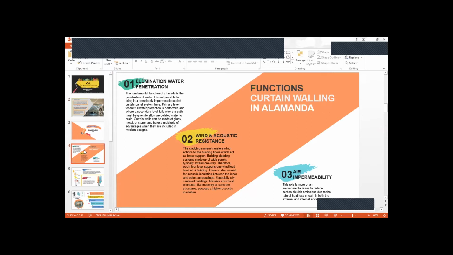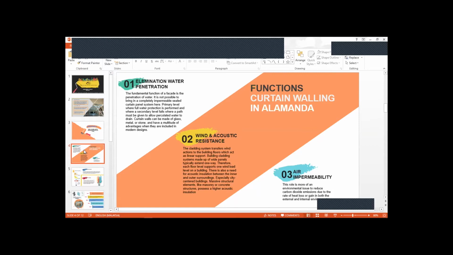It is not possible to bring in a completely impermeable sealed curtain panel system here. There is a primary level where full water protection is performed, and a secondary level where a path must be given to allow percolated water to drain. Curtain walls can be made of glass, metal, or stone, and have a multitude of advantages when they are included in modern design these days.